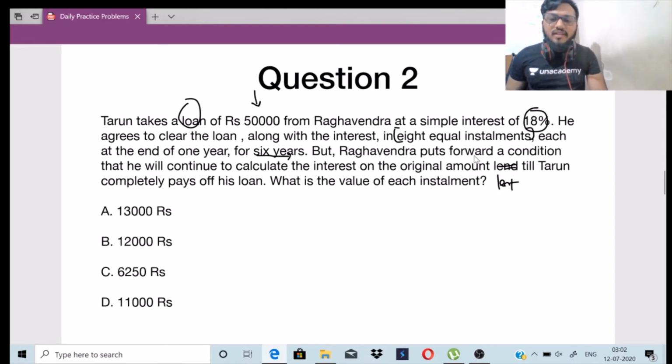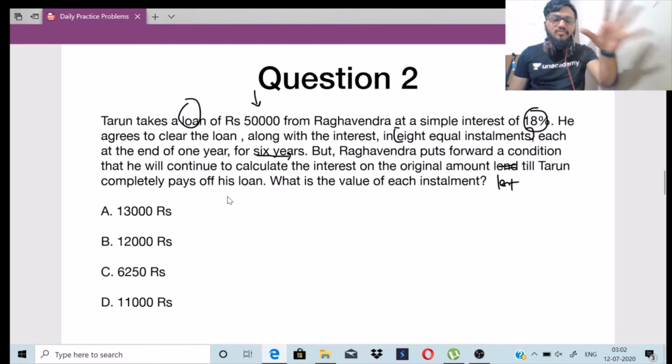But Raghavendra puts forward a condition that he will continue to calculate the interest on the original amount lent till Tarun completely pays off his loan. So Raghavendra tells him, until you completely clear out my loan, I will keep on calculating the interest. So what is the value of each installment? 6 years, 8 installments are there. Understand this point.